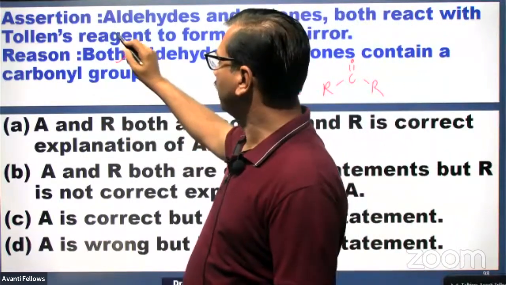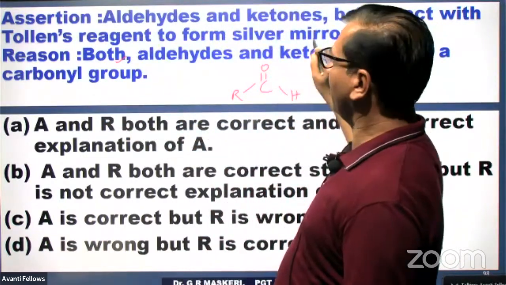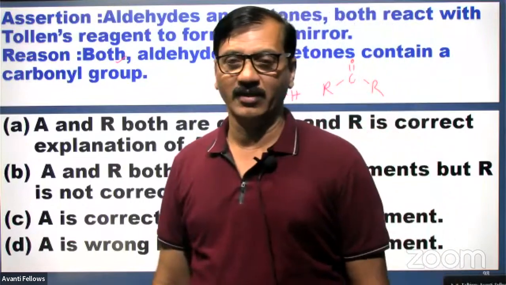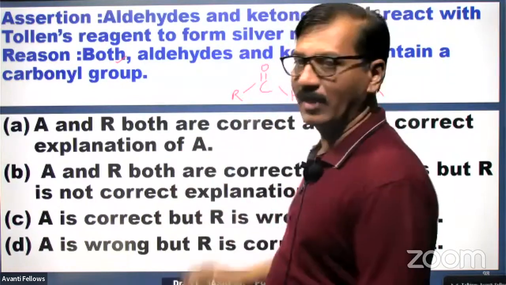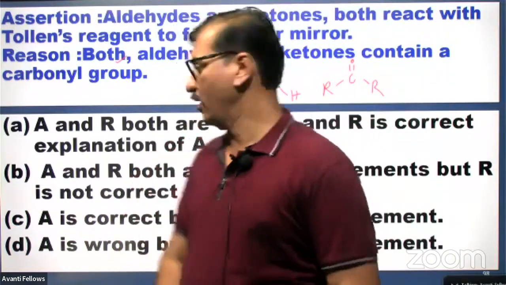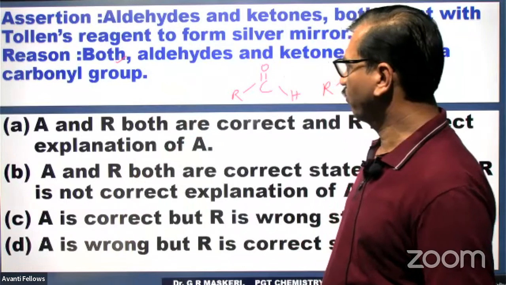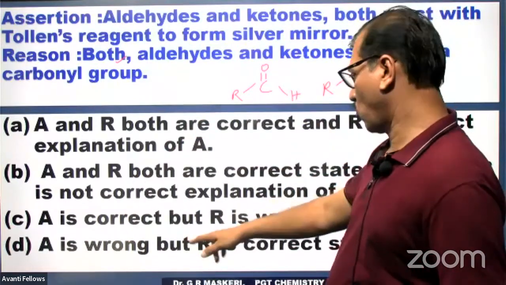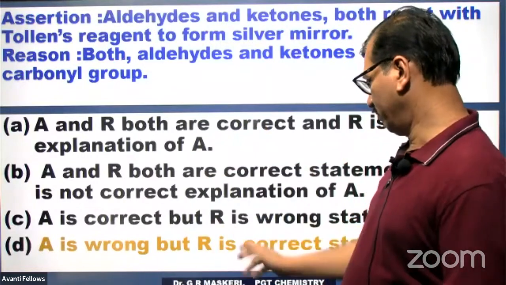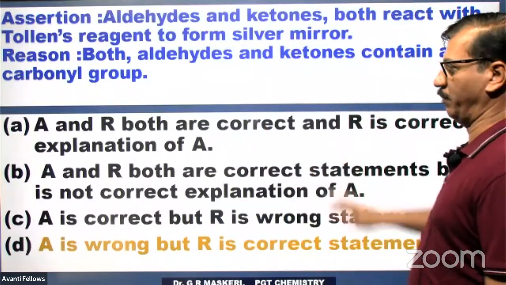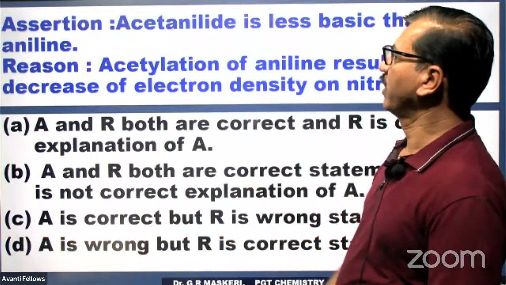The reason is wrong. It says aldehydes and ketones both react with the Tollens reagent. That is the wrong thing. Only aldehydes react with Tollens reagent, but not the ketones. Therefore, what should be the answer? The assertion is right and the reason is wrong. So D is the answer, right? A is right and R is the wrong statement.